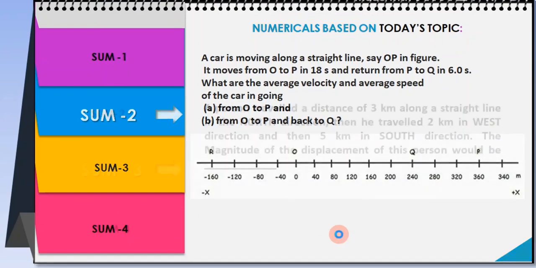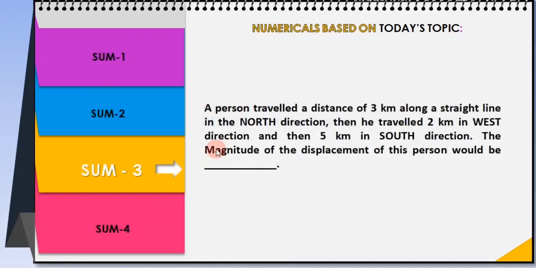Moving on to sum number 3. A person has traveled a distance of 3 km along a straight line in the north direction. Then from that point he travels 2 km in the west direction and then 5 km in the south direction. The magnitude of the displacement of this person would be: fill in the blank.